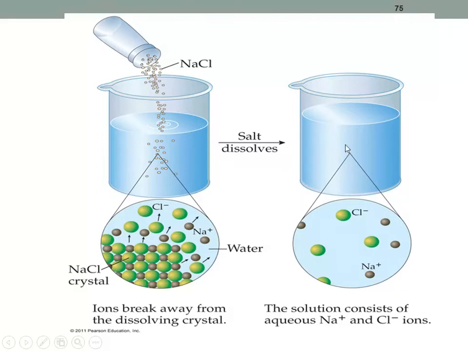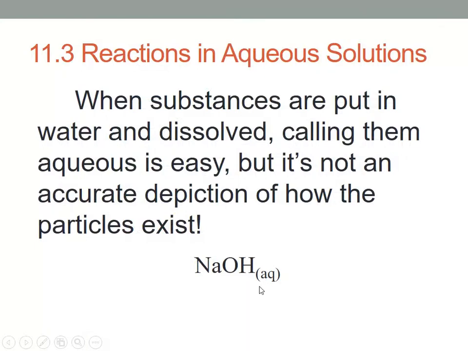Remember when we looked at electrolytes in chapter 7, that ionic compounds can conduct electricity. The reason why is because those ions are separating, and when they separate, you have positive and negative ends, and so you have a complete circuit and the electrons can flow. So when substances are put in water and dissolved, calling them aqueous is easy, but it's not an accurate depiction of how the particles exist.